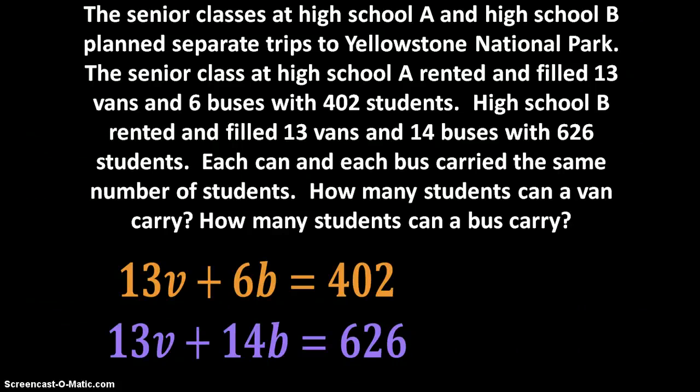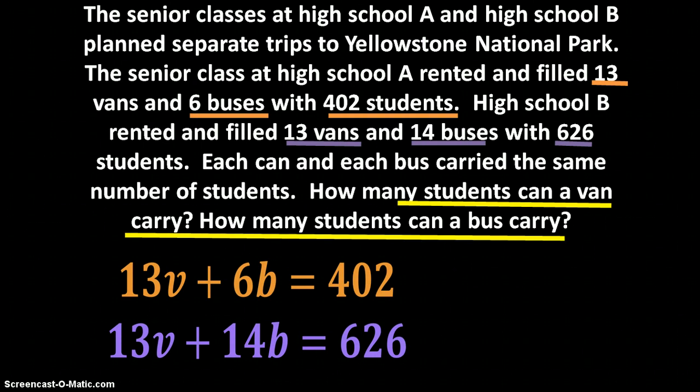As you can see, the equations are written. You will have to be writing these equations, so please pay attention to how we got these equations. The first equation comes from, we have 13 vans, so that's where the 13v comes from. Then we have 6 buses, plus the 6b, and we have a total of 402 students. High School B, again, has 13 vans, so 13v, plus 14 buses, so 14b, equals a total of 626 students. We need to figure out how many students are in each van and how many students are in each bus.